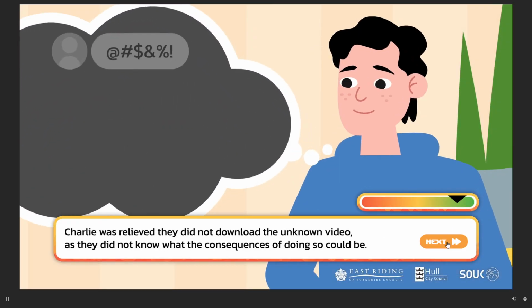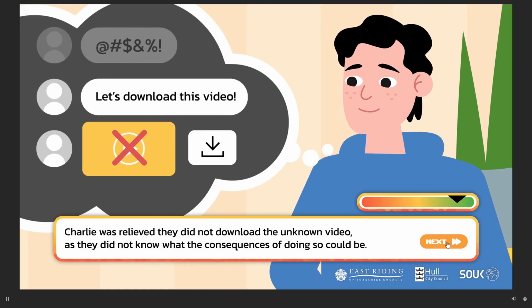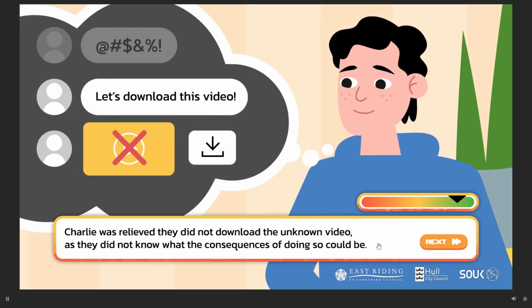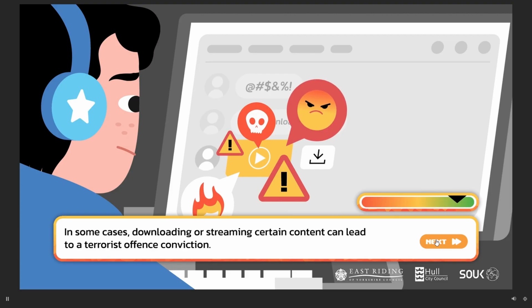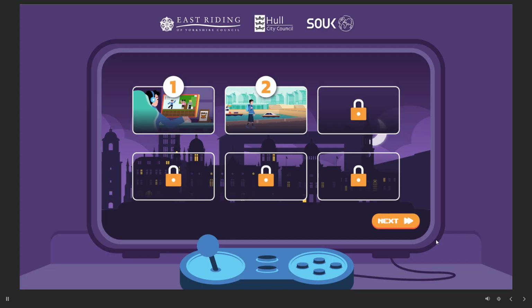Charlie was relieved they did not download the unknown video. Oh, this video is tempting me. They learned what the consequences of doing so could be. The consequences would be you would see a video and you would love your country. In some cases, downloading or streaming certain content can lead to a terrorist offence conviction. It would be funny if you just immediately got arrested if you choose to download the video.